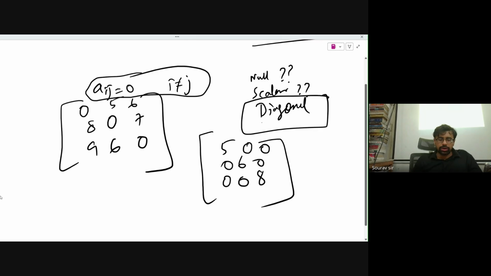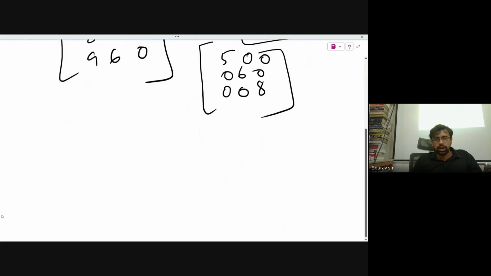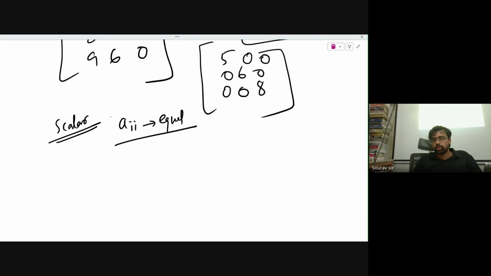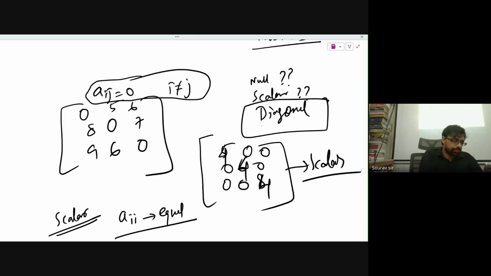Now how this diagonal will become a scalar? Yeah, it becomes a scalar. Scalar जिन लोगों ने आंसर दिया था ठीक है. If Aii are equal, means 1 1, 2 2, 3 3, means this is like 4 4 and 4. Suddenly it becomes a scalar. Okay, so these are very important things.